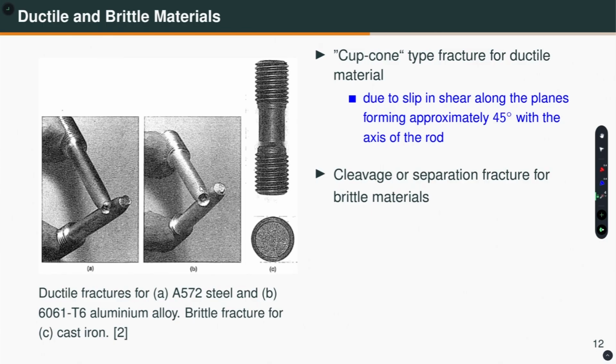On the other hand, for the brittle material, what do you get? You get a sudden failure, which is basically a kind of square separation, which is also called a cleavage or separation fracture, which is typical of brittle materials. And there is no necking in the case of brittle materials.